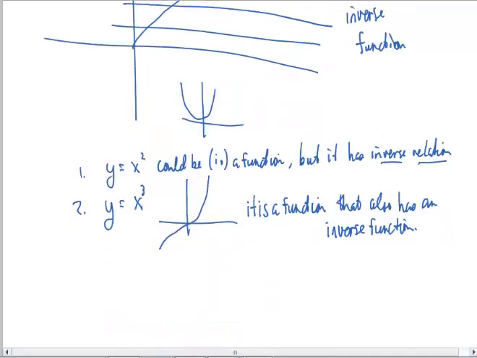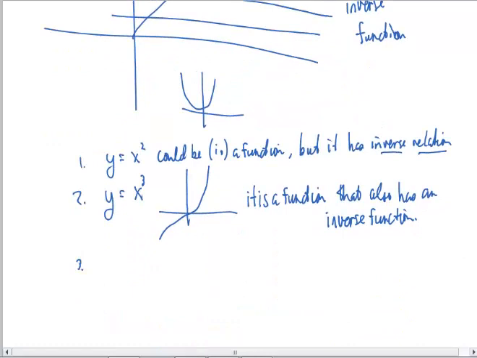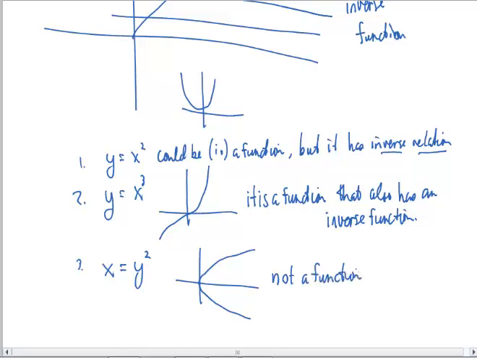And then there's a case where you have a relationship like x equals y squared. This is a sideways parabola, or sideways looking graph. This is not a function, but this relation has an inverse function.